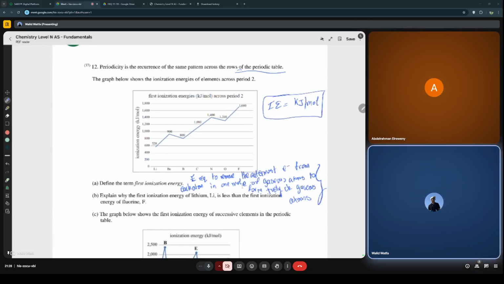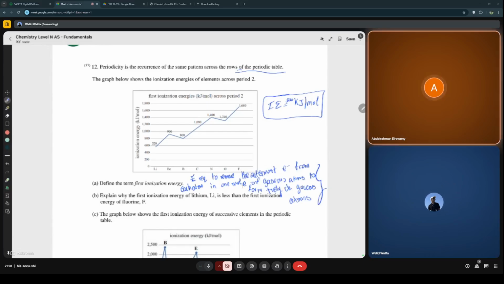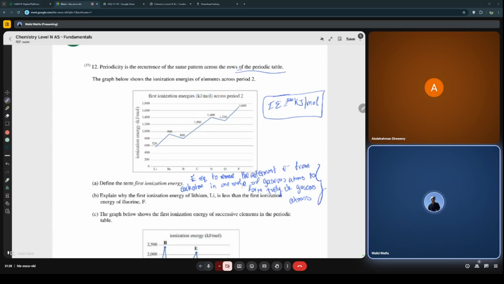Kilojoule per mole. You know that? It will be, I don't know, 500, I don't know how much. But always the unit is kilojoule per mole. So you need to say it's energy required to remove the outermost electron from each atom in 1 mole of gaseous atoms to form 1 mole of also positively charged gaseous atoms.